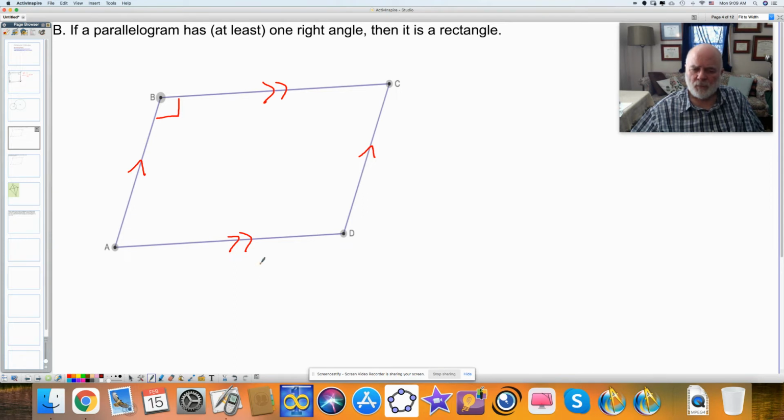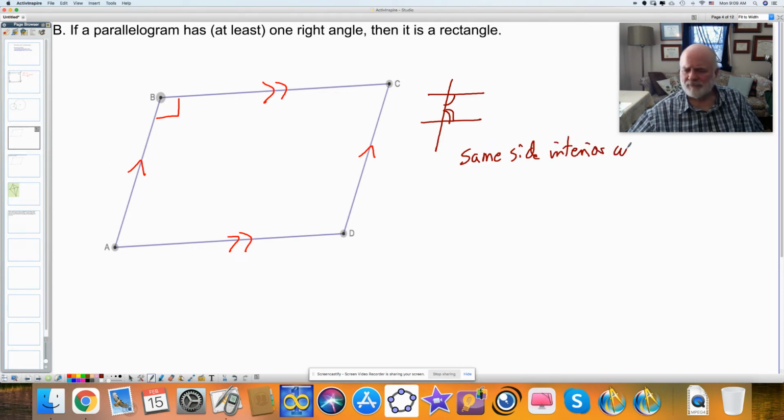We know that in a parallelogram, lines crossing parallel lines, same side interior angles are supplementary. This is the same side interior angles theorem. A transversal crossing parallel lines forms congruent corresponding angles, and same side interior and same side exterior angles are supplementary. So if this is angle 1 and this is angle 2, we know that they have to add to 180. So angle 1 plus angle 2 is equal to 180. So angle 2 must be 90.